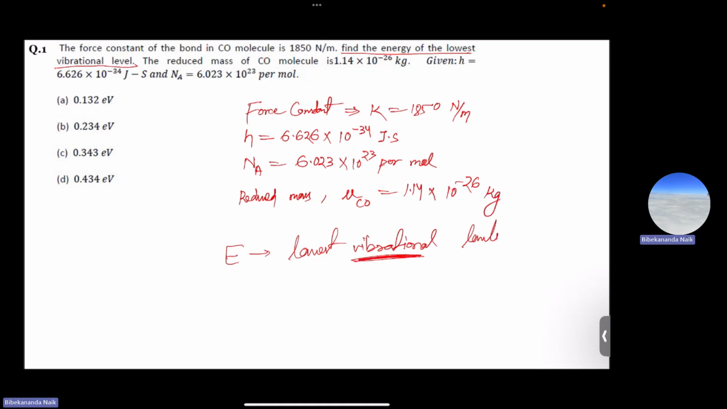Notice that the options are given in terms of electron volt, so we will convert the energy, which will definitely come out in joules because all the given quantities are in the standard system of units. So you need to convert the final answer into electron volt at the end. I'll give you a few minutes to try this question, then I will solve it.